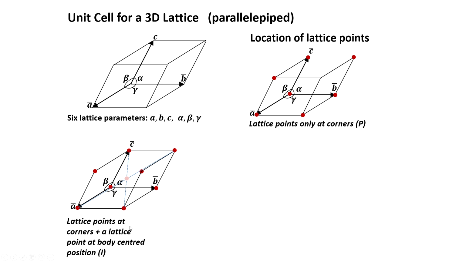So, here I have lattice points at corners plus a lattice point at the body centered position, and you will also note that the first cell, which is the primitive cell, the symbol that will be used for all primitive cells is P. Similarly, for the body centered cell, where I have lattice points at the corners and a lattice point in the body centered position, the symbol that is used is I.